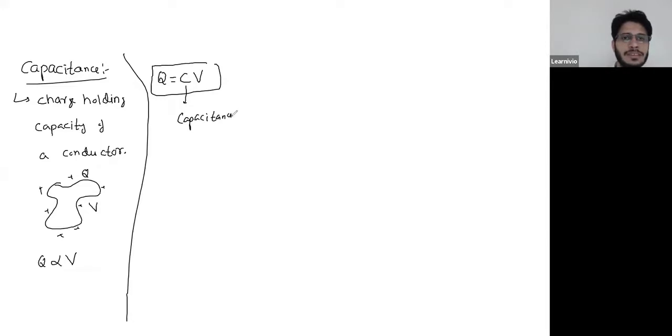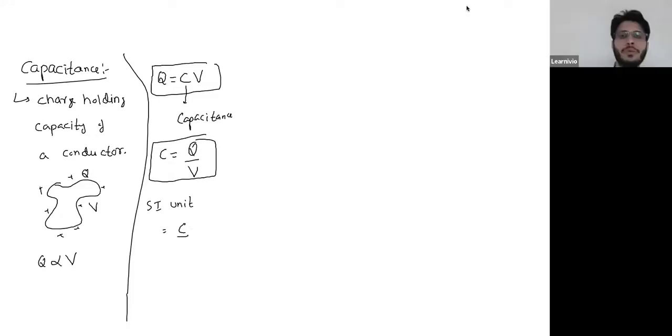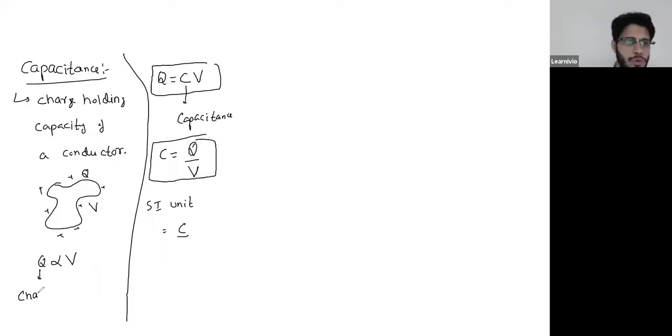And this capacitance controls the charge holding capacity. A conductor having greater capacitance can store a greater amount of charge. So from this equation, you can write that C is Q by V. This is the expression of capacitance. Joanna, can you guess its SI unit? What is the SI unit of charge? Coulomb. What about V, potential? Volt. So here Q is charge and V is potential.